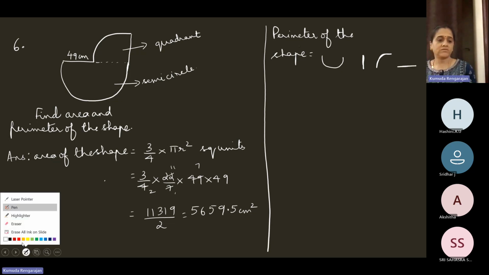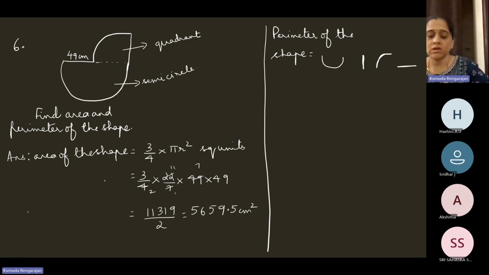Okay. Let's go along the boundary of this shape. Online children, please stop working. Listen to me. To find the perimeter of the shape, let's walk along the boundary of the shape. Let's go along the boundary of the shape. Okay. So you say we start from here.